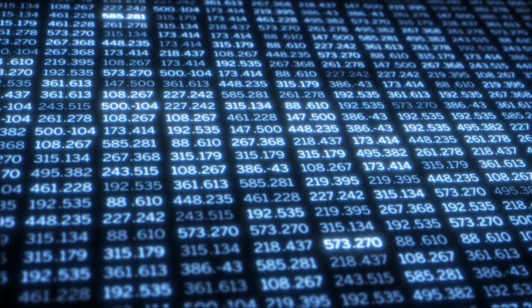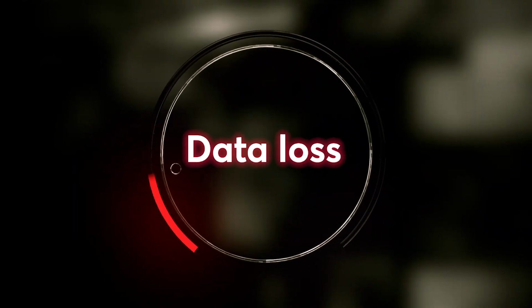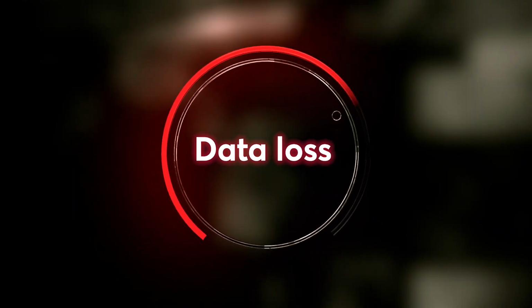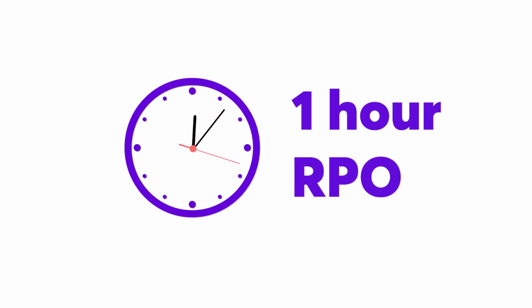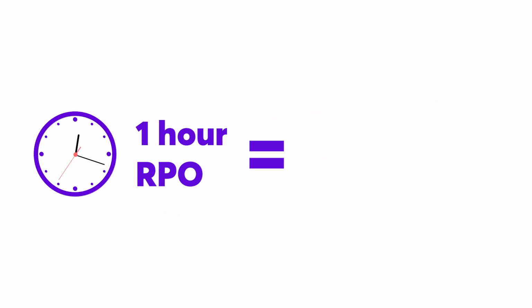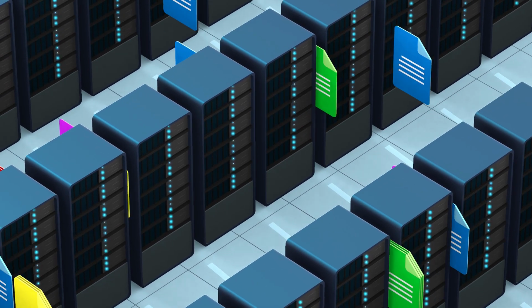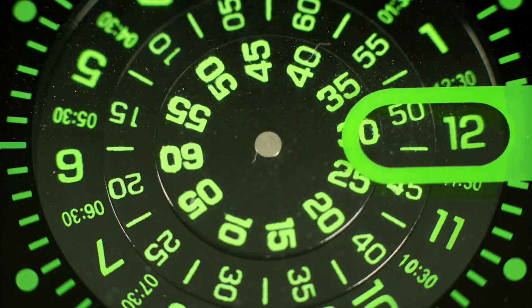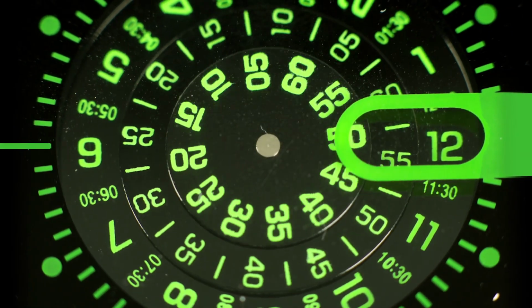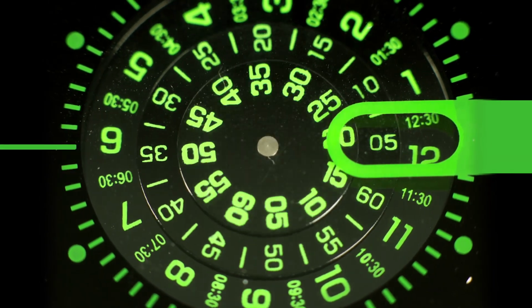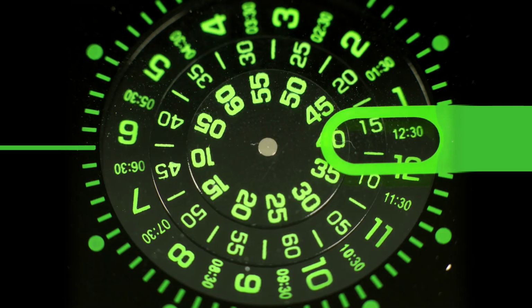Shifting gears to RPO, it's all about the data. RPO signifies the maximum allowable data loss in case of an incident. If your RPO is 1 hour, it means you're willing to accept up to 1 hour of data loss. This metric shapes your data backup and recovery strategies. Defining RPO is akin to setting the dial on a time machine, determining how far back in time your data should be recoverable.